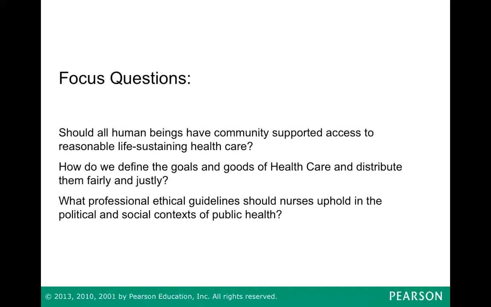We're going to see in our next lecture that there's a fair amount of ambiguity as we talk about the goals and the ability to cure disease. What professional ethical guidelines should nurses uphold in the political and social context of public health? So even in this unit, after we establish some ideas of a particular philosopher, I want to look at the ANA code as it relates to a lot of these political and social contexts.